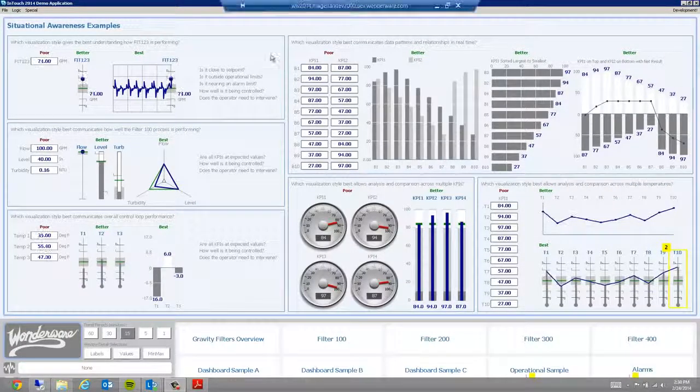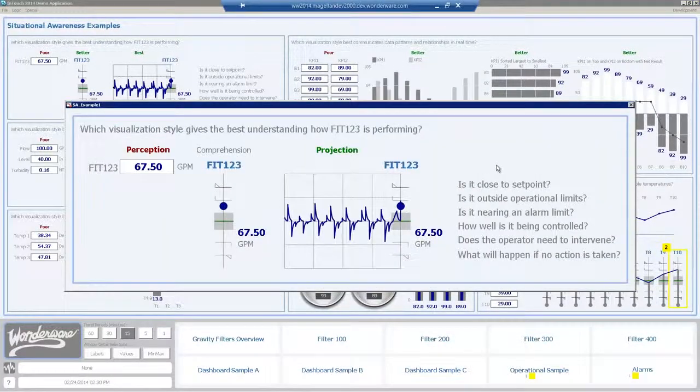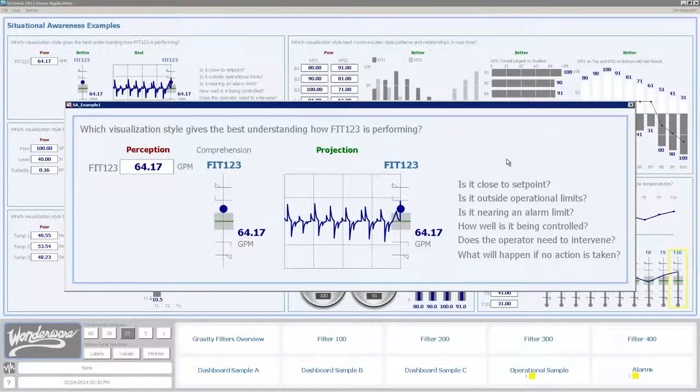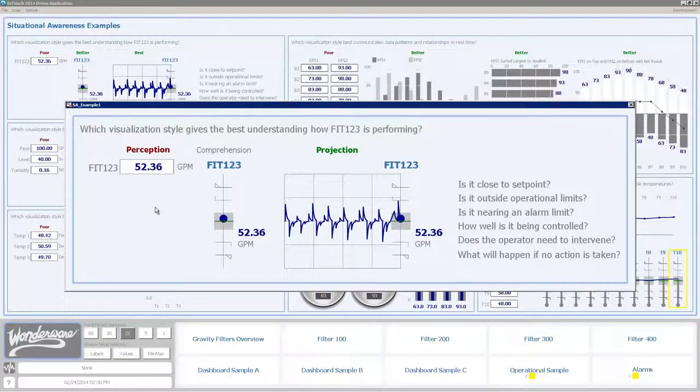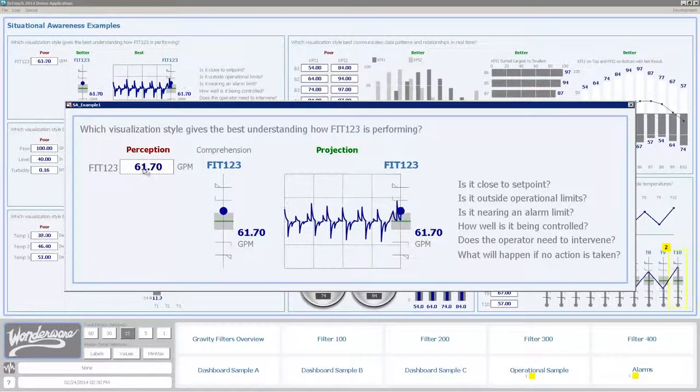So I'm going to start here in this first example of a flow transmitter. Traditional techniques for showing a flow transmitter would be to show the tag name, here FIT123, the actual value, here 55 or so and going down, and the units, in this case gallons per minute. You'll see I've labeled these as perception. We talk about three levels of situational awareness, with the lowest and the poorest being perception. You understand that the value is 61 right now, but what does that mean?